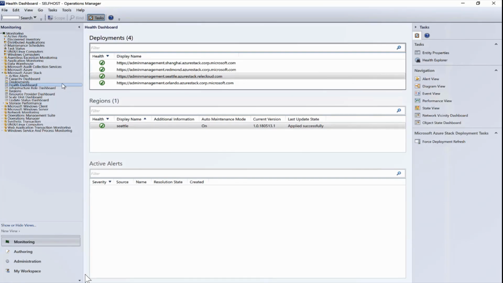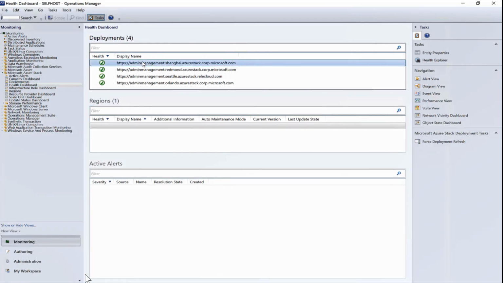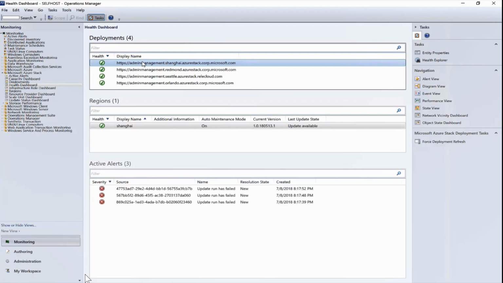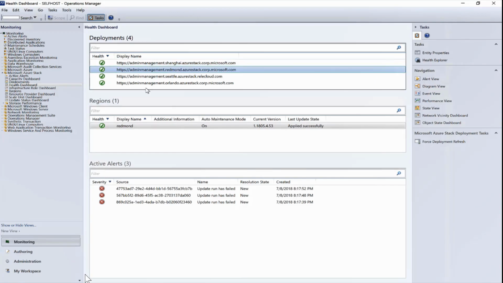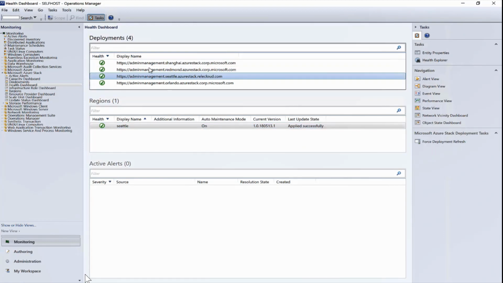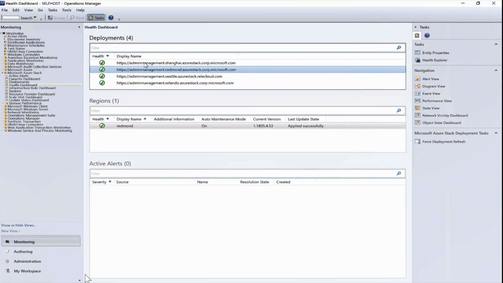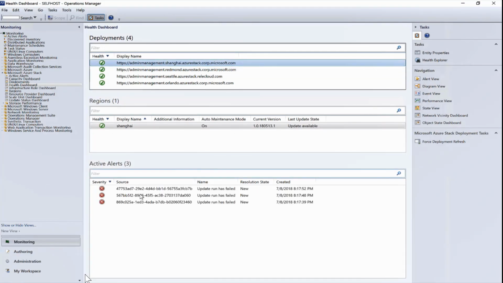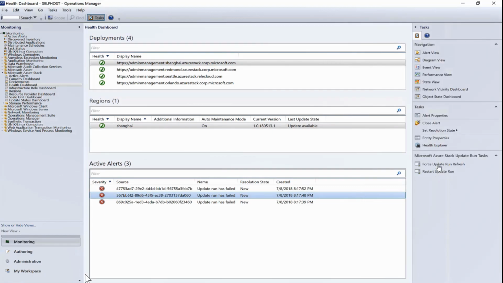So what we're going to do is drill down into various areas. As we click in each one, there's Shanghai, and we see we have 3 active alerts. We look at the Redmond region, nothing going on there. Same thing with Seattle. Okay. So again, we're going through multiple Azure Stack instances. And here we do a force update run refresh. It says the update had failed, and we can restart an update run as well. Those actions are on the run task on the right.